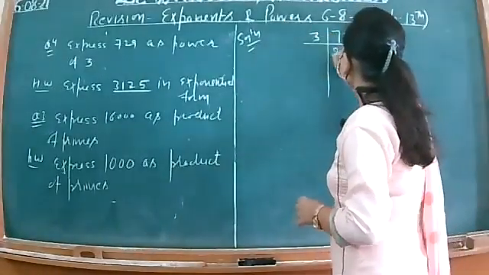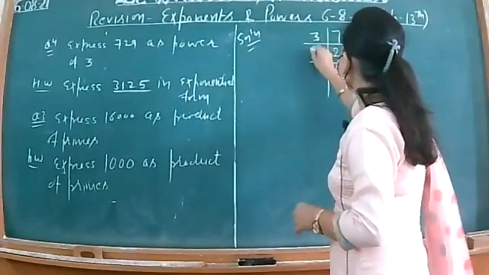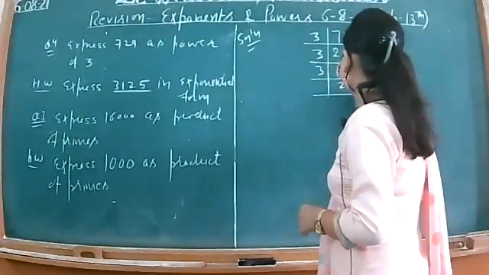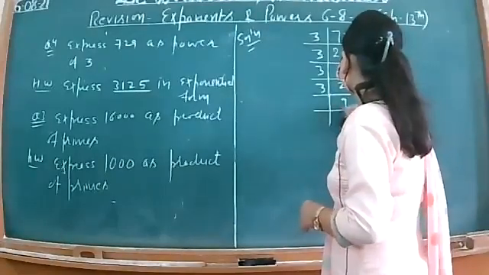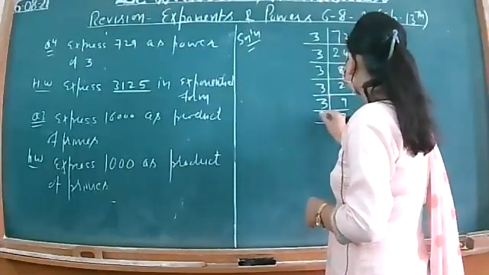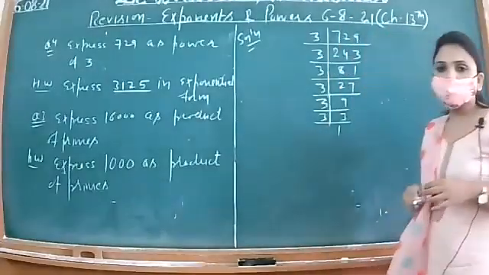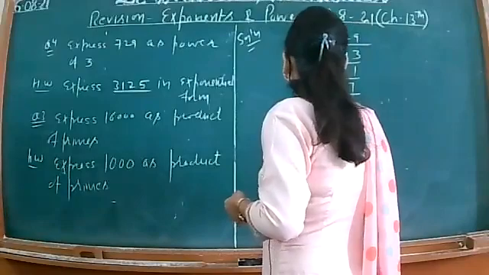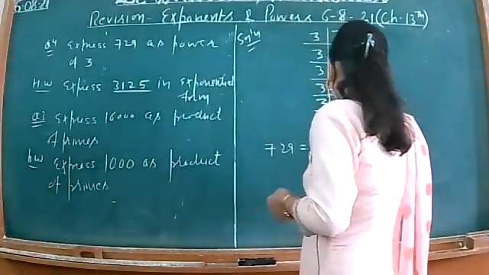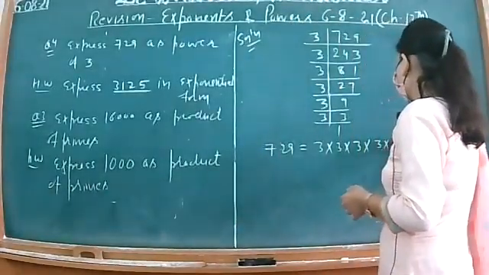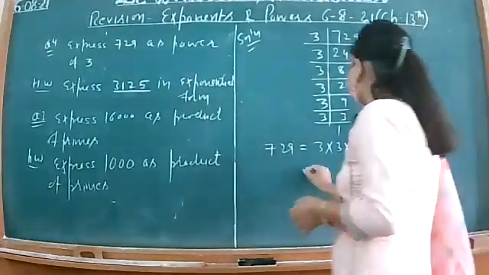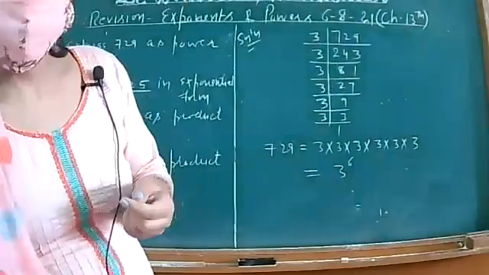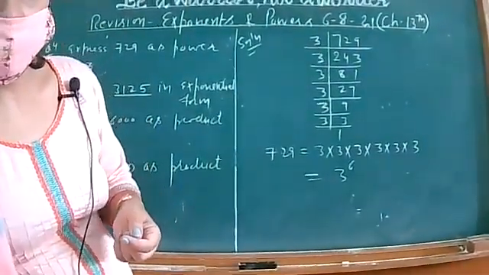This is 729, and we are getting the LCM like this. So 729 is equal to 6 times 3. This will be 3 raised to power 6. Yes, Savya, do you have any problem? You want to ask something?